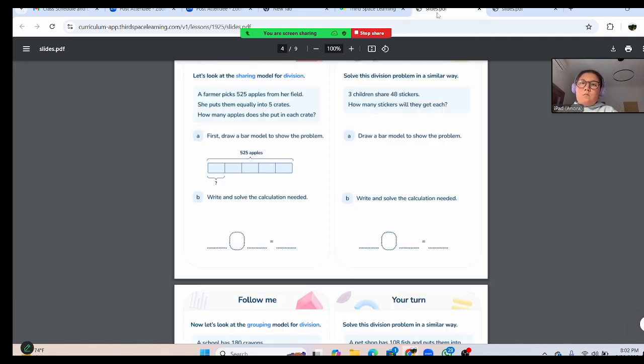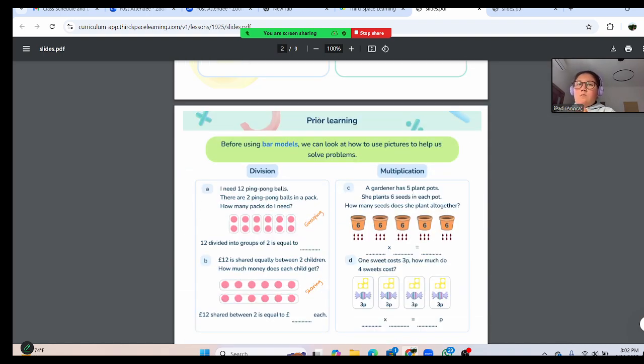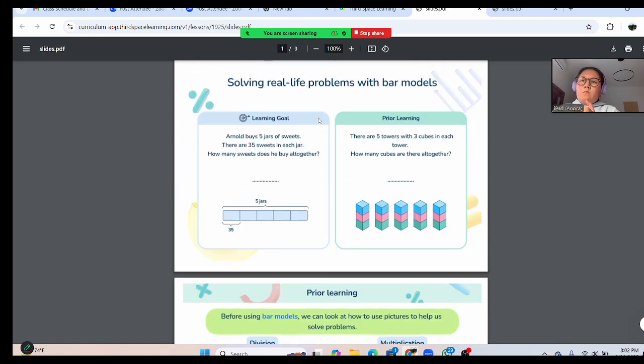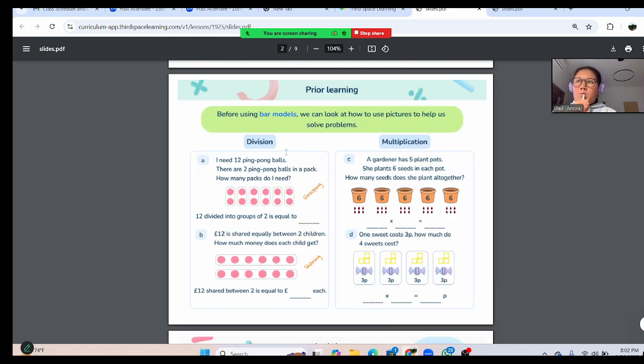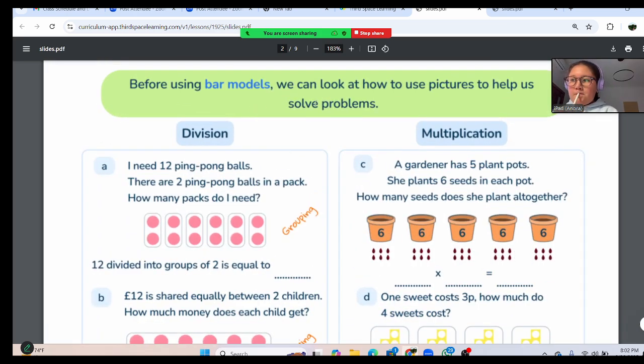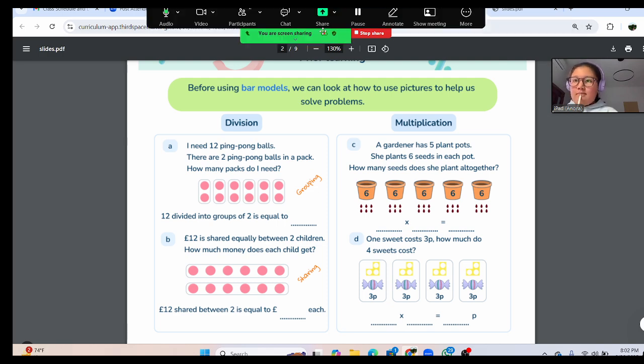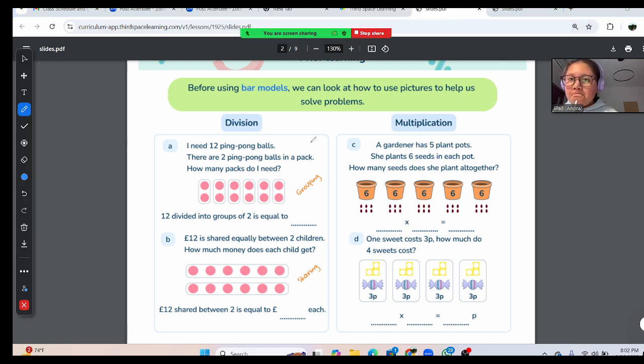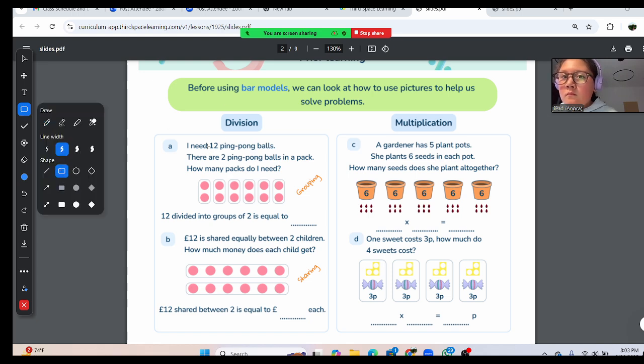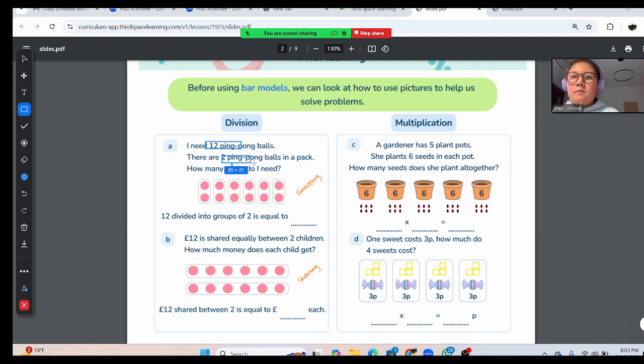Move to the other PPT, which is this one. And then we will do your question. Yes. So, before using bar models, we can look at how to use pictures to help us solve problems. Like these pictures for division. It says I need 12 ping pong balls, and there are two ping pong balls in each pack. So, how many packs do I need?